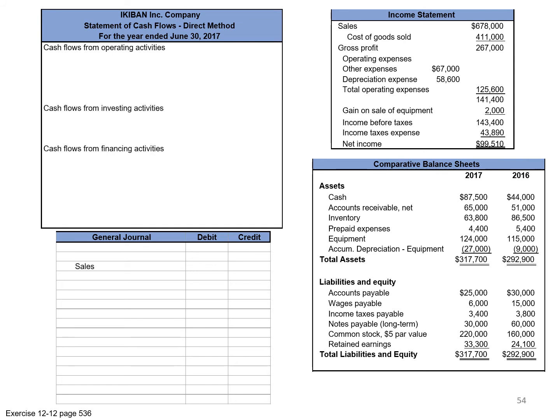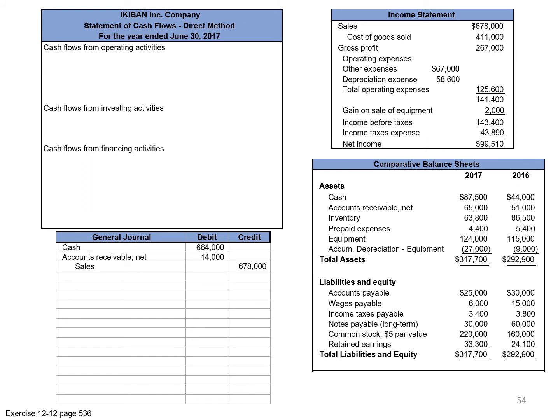So, let's report our journal entries here. So we have sales of 678,000. We have accounts receivable of 14,000. That's a change, which means we must have collected cash of 664,000.